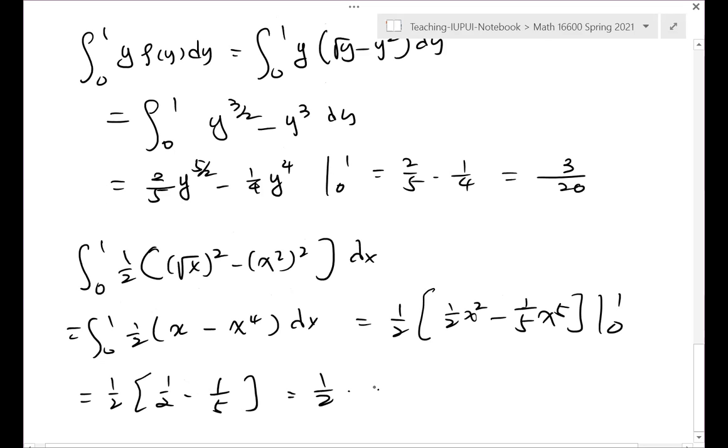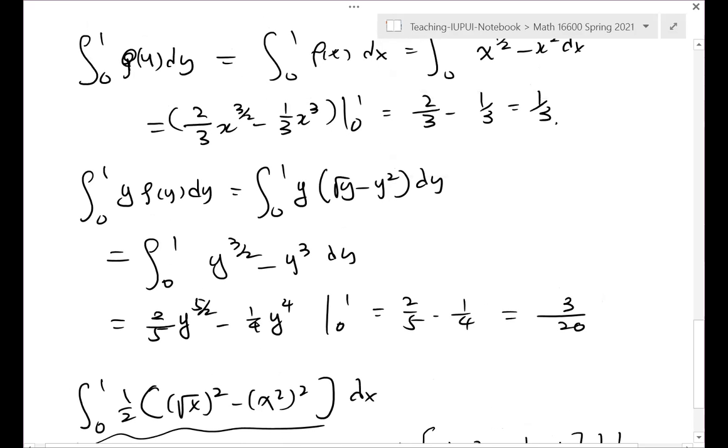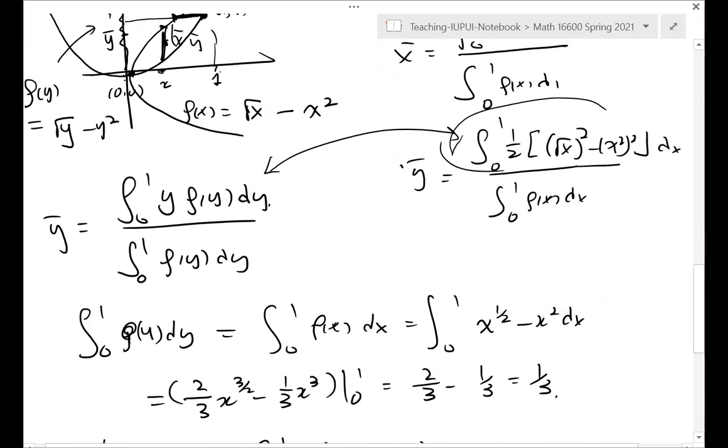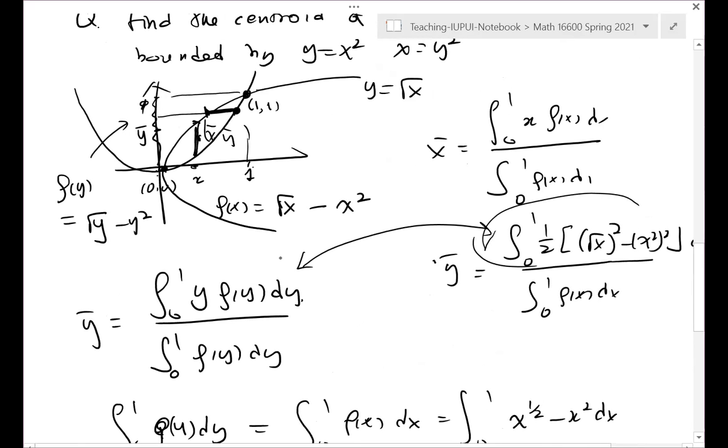It's 1/2, here's a 10. 5 minus 2 is 3, and you get 3 over 20. Great. You see? But the geometric meaning of this is more complicated. It's not easy to understand. I already explained to you before how we get this formula, but it's not easy. But the other one, this formula will be easier to understand.